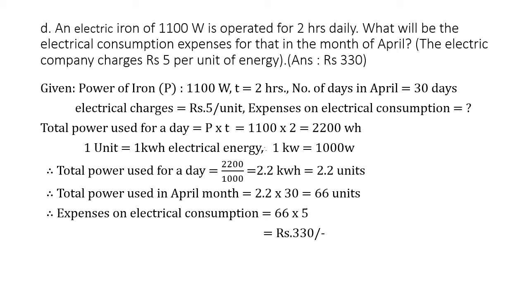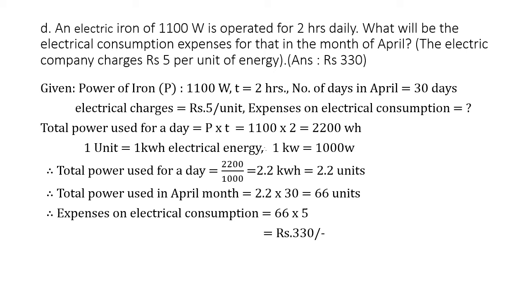Now if you see in your textbook, it is mentioned that 1 unit is equal to 1 kilowatt hour of electrical energy. What does 1 unit mean? In your house also you can see a meter box which shows the reading of how much electricity is used. So 1 unit is equal to 1 kilowatt hour of electrical energy. It means when you use 1 kilowatt hour of energy in your house, that will be counted as 1 unit. And this 1 kilowatt is equal to 1000 watt.